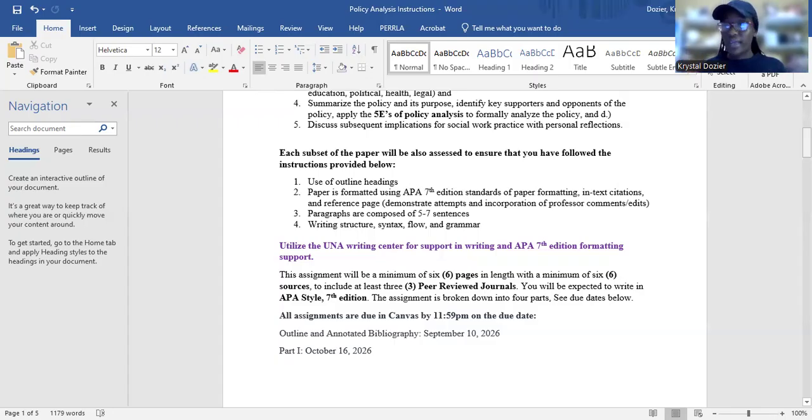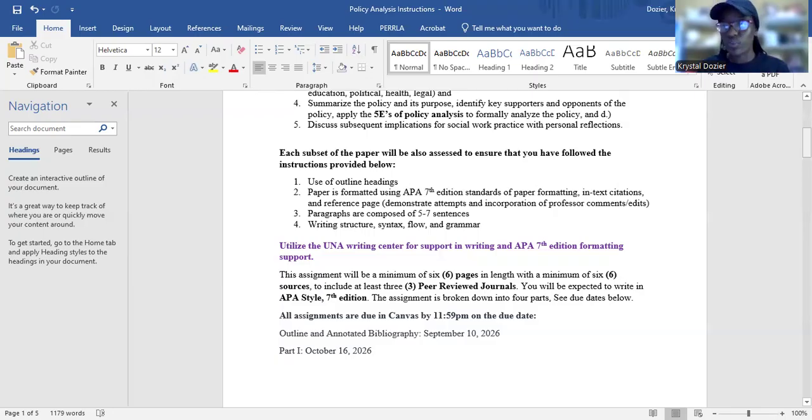Paragraphs. This is vitally important. In my class, paragraphs are 5 to 7 sentences. I do not want paragraphs that are only 1 to 2 sentences. What are you saying in those 1 to 2 sentences? If you only give me one sentence, what are you saying? That is not a paragraph that provides depth of understanding. For this class, 5 to 7 sentences. You will be deducted if you do not follow my instructions.